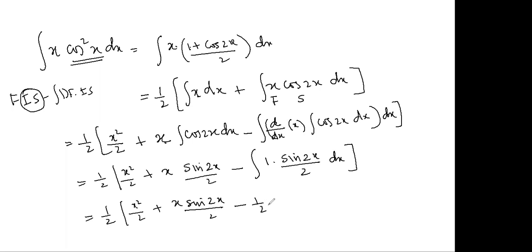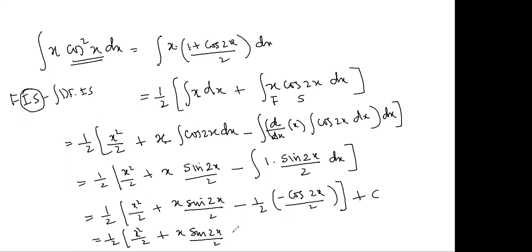So that became 1 by 2 into x square by 2 plus x sin 2x by 2 minus half. Now integral of sin 2x again, that is minus cos 2x by 2. Those students who have attended integration before, they know why you are dividing by 2. Since the answer turns out to be cos, there will be a minus with it. So my final answer is 1 by 2 into x square by 2 plus x sin 2x by 2 plus cos 2x by 4 plus C. This is my final answer.